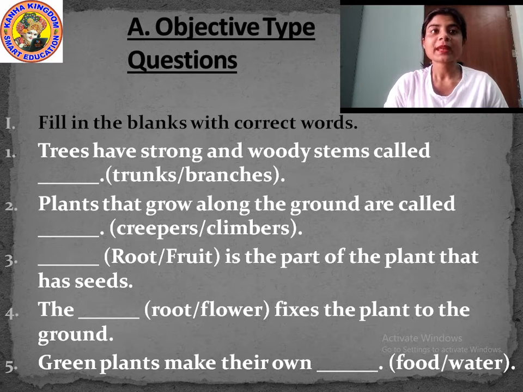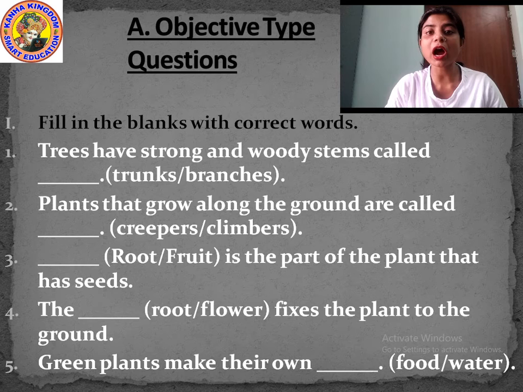Then number 2. Plants that grow along the ground are called what? Just now I told you, they are called creepers.